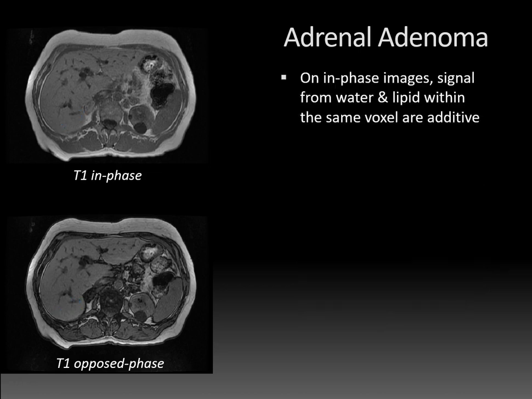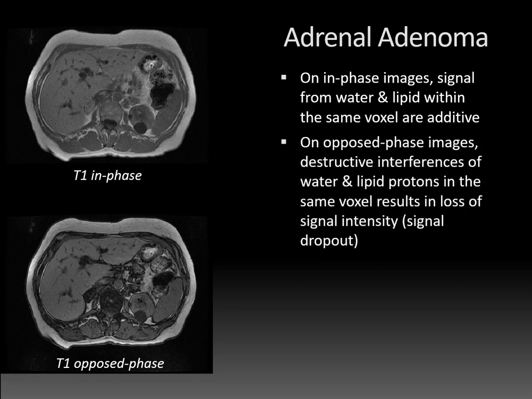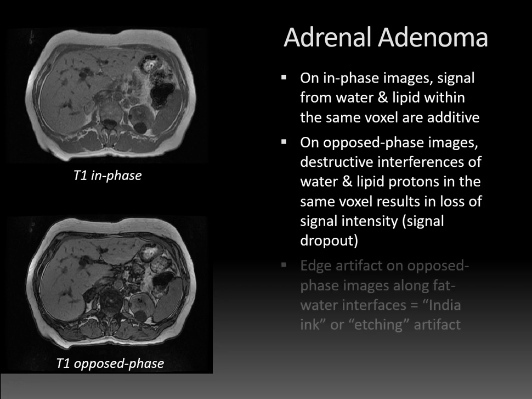So what happens is on the in-phase image, signal from water and lipid within the same voxel are additive, meaning you get this brighter signal. And that's why sometimes this microscopic intracellular fat is referred to as intravoxel fat. On the opposed phase images, though, you get this destructive interference of water and lipid protons that are in the same voxel, and the signal cancels out, and you get this signal dropout or darkening.